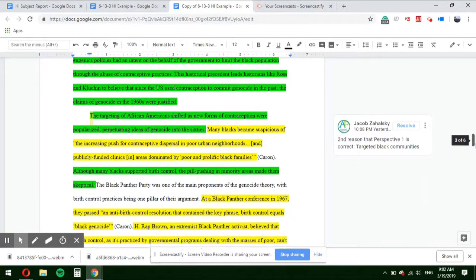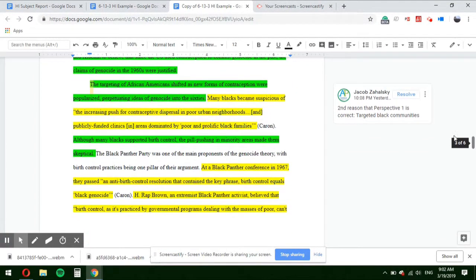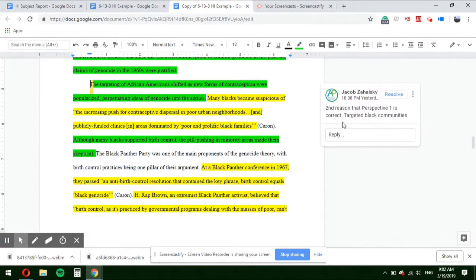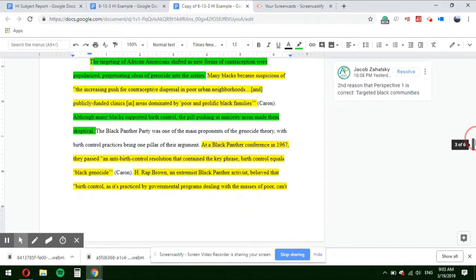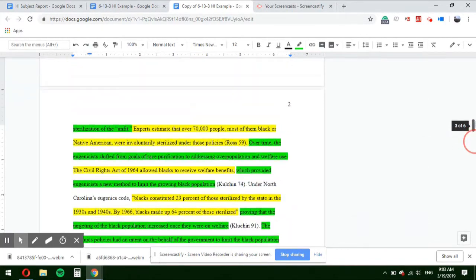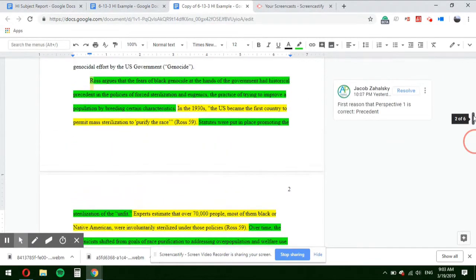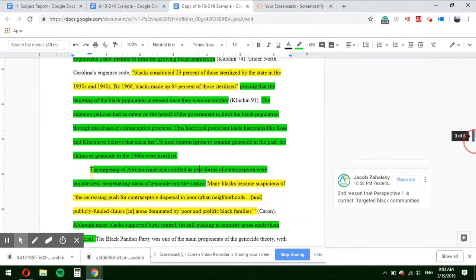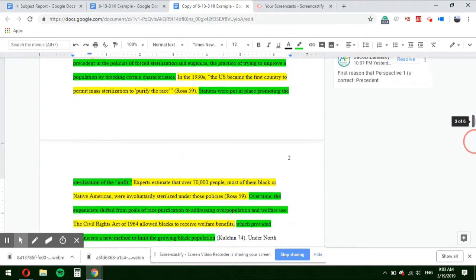And so in the second body paragraph, the student provides the second reason that perspective one is correct, that it targeted Black communities, through the assertion: the targeting of African Americans shifted as new forms of contraception were popularized, perpetuating ideas of Black genocide into the 60s. And the student goes on providing evidence and then using their analysis to connect the evidence back to the initial assertion. And so through these two body paragraphs, the student has provided two reasons why there may have been a genocide, through historical precedent, and through the targeting of Black communities.